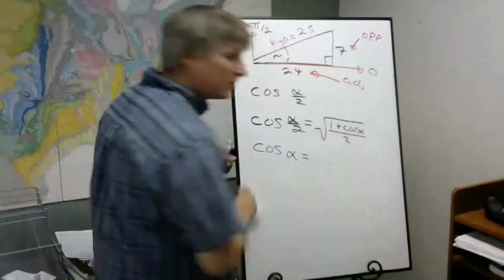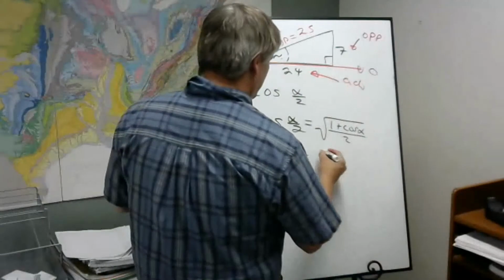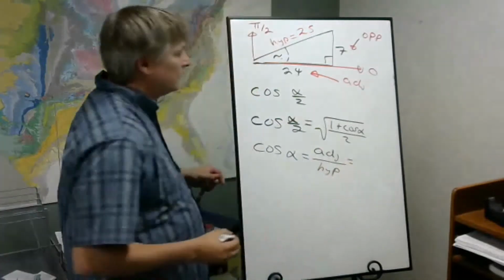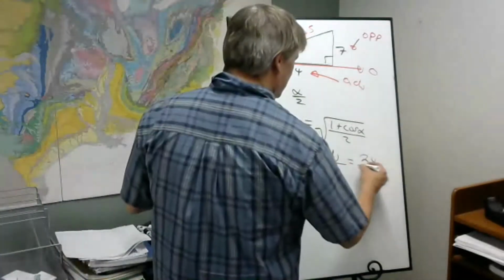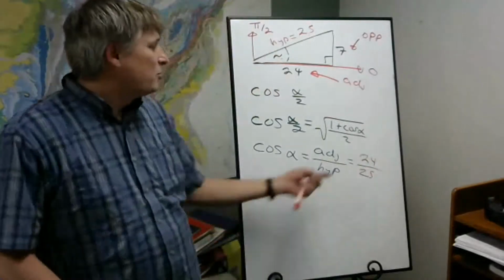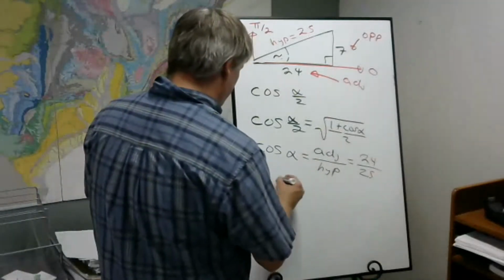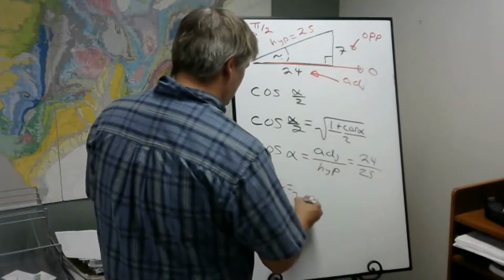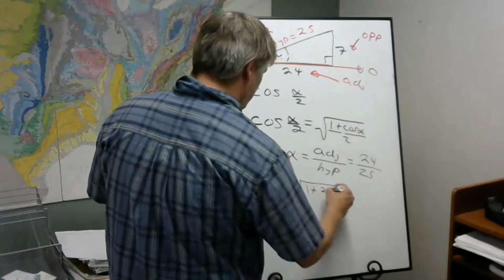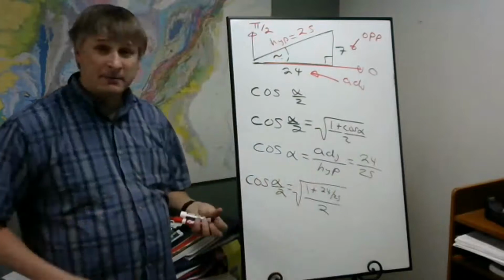So let's go back to this cosine of alpha. So cosine alpha, cosine is adjacent over hypotenuse. The adjacent is 24, and hypotenuse is 25. So finally we've got our cosine alpha, and we can plug this into this formula. So the cosine alpha over 2 will be the square root of 1 plus 24 over 25, divided by 2.